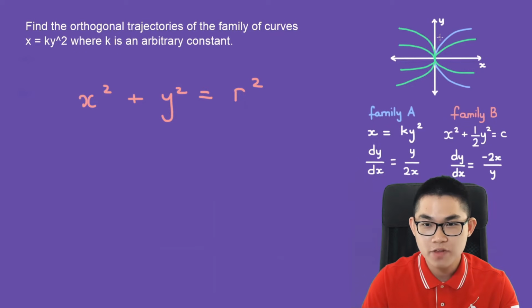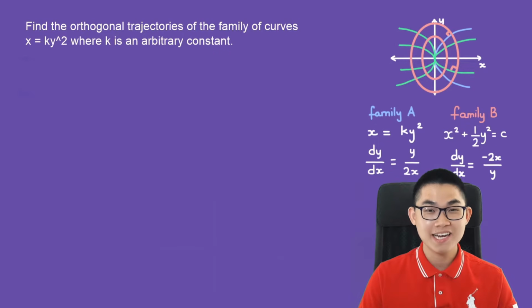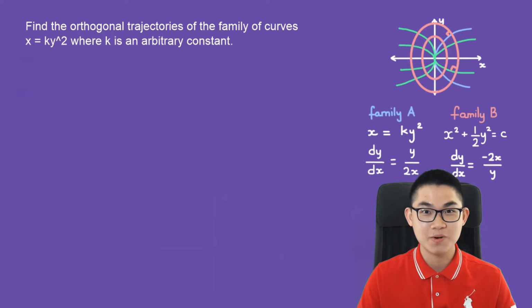And in reality, if you graph it, it will look something like this. And there will be right angles like that. So finding the orthogonal trajectories pops up a lot in calculus and also in physics, if you're going to take those classes. So let's do another example.